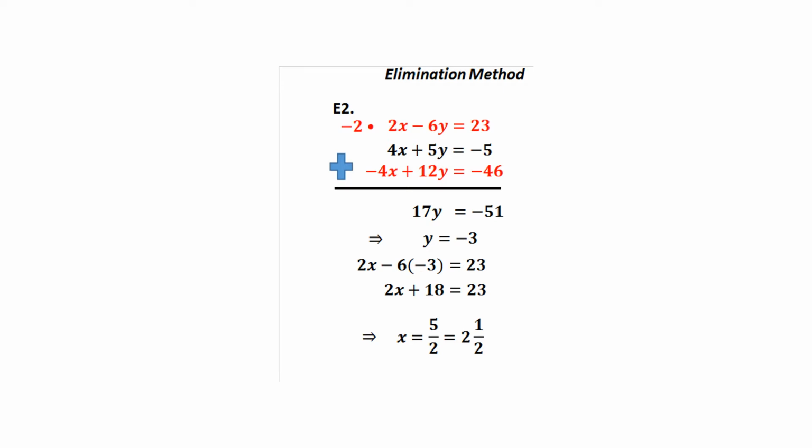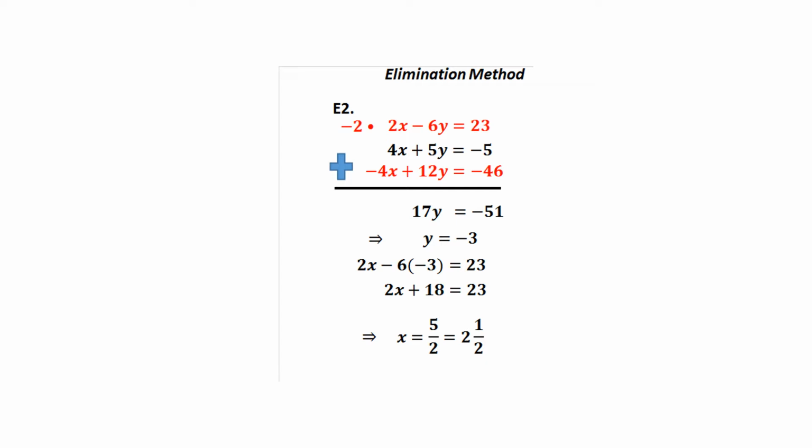In this example, we start off with 2x minus 6y is equal to 23 and 4x plus 5y is equal to negative 5. Now, if we just simply add or subtract the 2 equations, we're not going to eliminate either the variable x or the variable y. However, if we were to multiply the first equation by negative 2, then negative 2 times 2 is negative 4, and then we could perform the elimination.